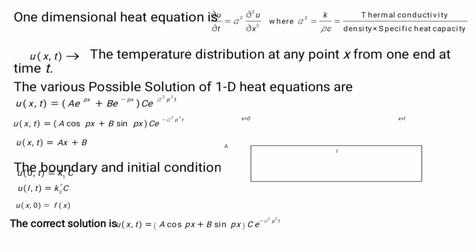And the boundary conditions are u(0, t) = 0, u(L, t) = 0, and u(x, 0) = f(x). The correct solution is u(x, t) = (A cos px + B sin px) C e^(-α²p²t). Here C is equal to 1, so the correct solution is u(x, t) = (A cos px + B sin px) e^(-α²p²t).